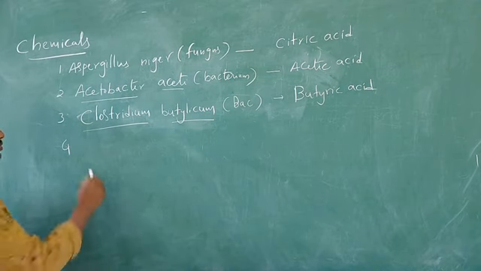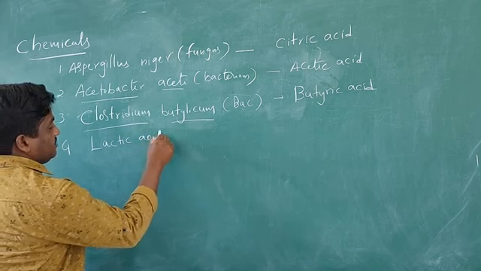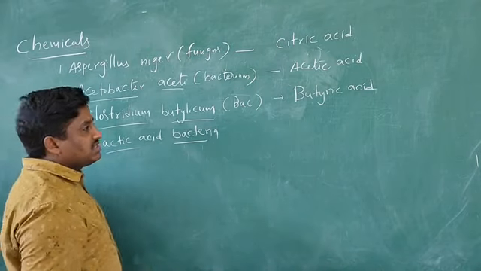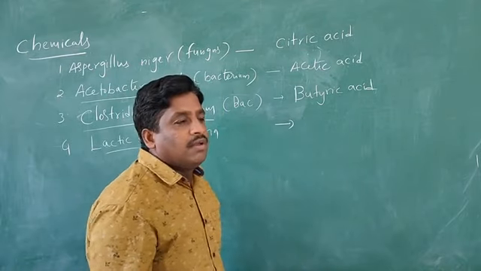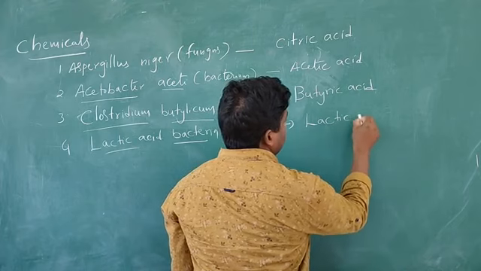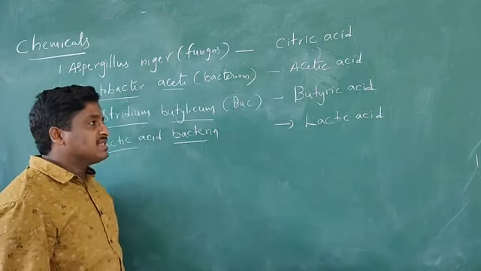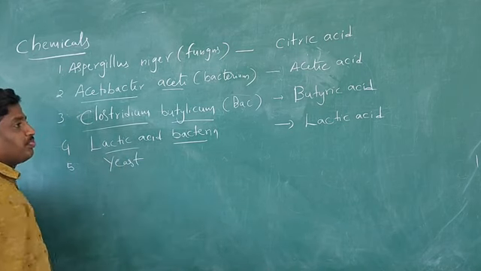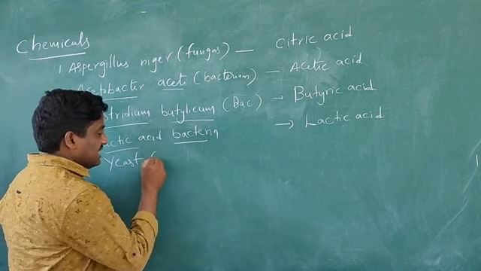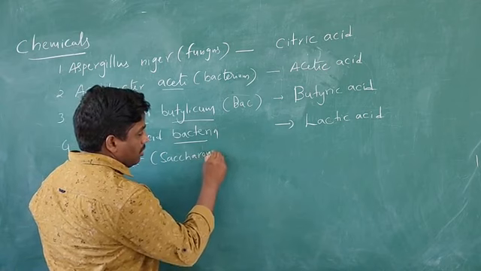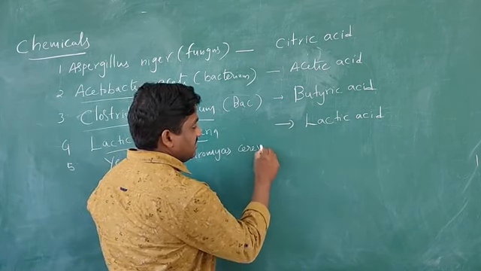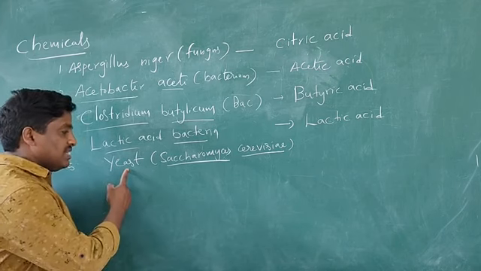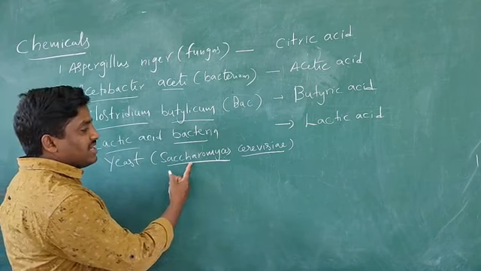Next, one more organism, lactic acid bacteria. Already you know this, already you have said. This is also bacteria. These lactic acid bacteria produce lactic acid. Next, one more organism, yeast. This is a fungal organism. The scientific name is Saccharomyces cerevisiae. Learn the scientific name very clearly. So yeast is a fungal organism, and Saccharomyces cerevisiae is the scientific name.